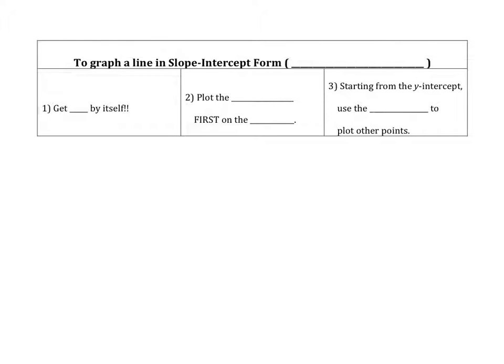Next, let's talk about how to graph a line in slope-intercept form. Just to reiterate, slope-intercept form is y equals mx plus b. The number in front of x, the coefficient of x, is the slope, and the constant term, the number without the variable, is the y-intercept. Step 1 would be to get y by itself if it isn't already by itself in the equation that you're given. Next, you would plot the y-intercept first on the y-axis.